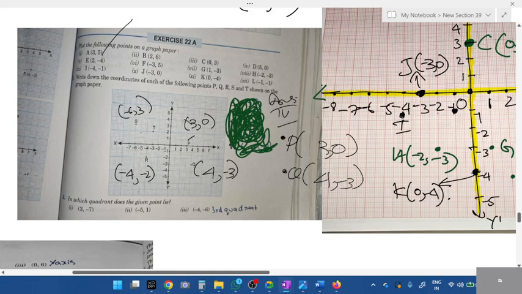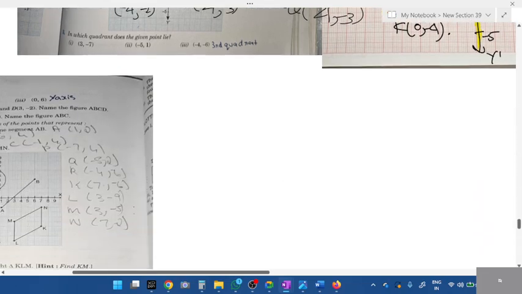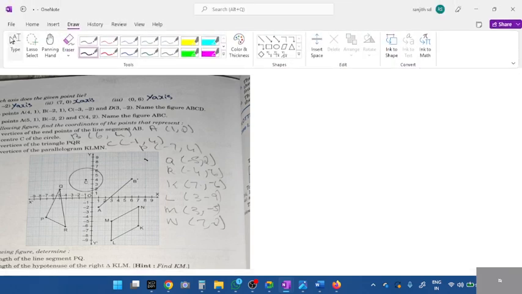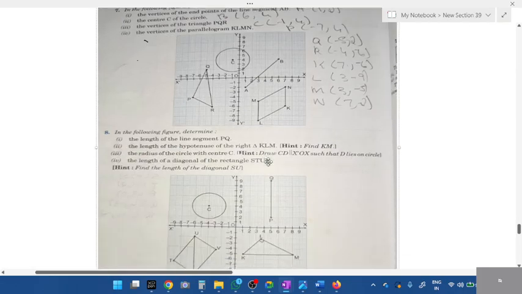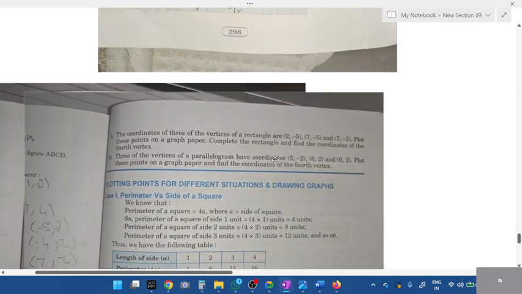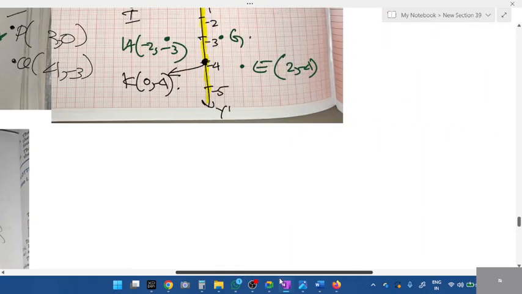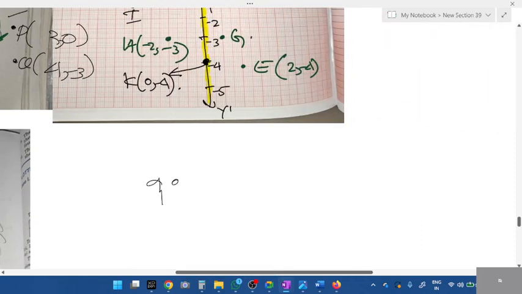Next, what about T, students? Minus 3 comma. That's it. Is it clear? Did all of you understand? That's it. Next. In which quadrant does the point lie? What's the time? Okay, take a 10 minute break, students. After the break, we'll continue this. We'll continue at 9:30.